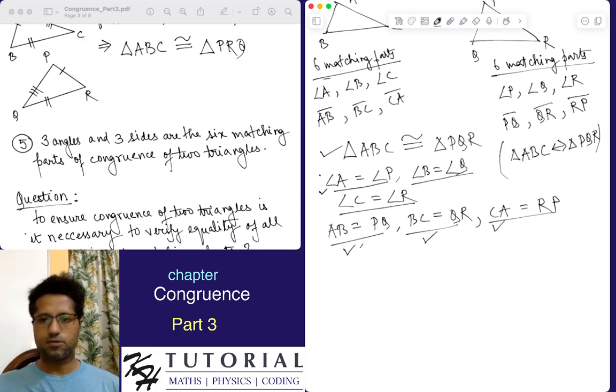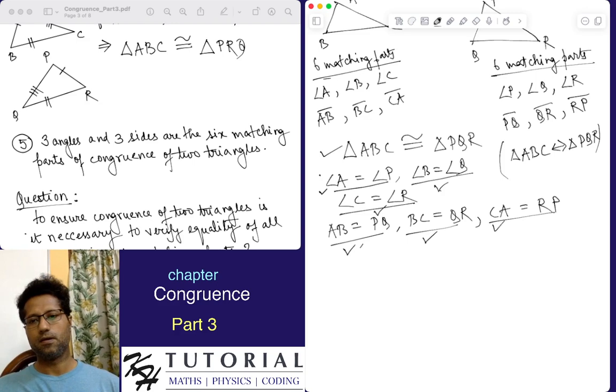So we have 6 matching pairs, which is basically a result. If we say triangle ABC is congruent to triangle PQR, it will ensure these 6 matching pairs. Now think of it in a reverse way. Do we need all these 6 matching pairs to prove that triangle ABC is congruent to triangle PQR?